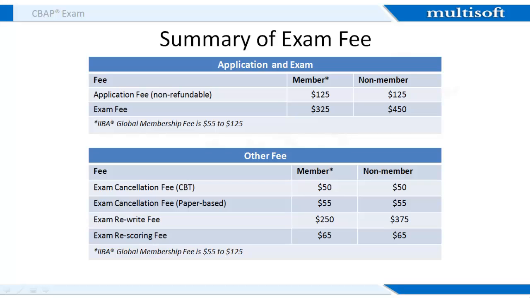Let's understand the exam fee. To start the process, there is a non-refundable application fee of $125. Once the application for CBAP has been accepted by IIBA, the applicant needs to pay $325 as exam fee if he is an IIBA member. And if he is not an IIBA member, then he needs to pay $450. The IIBA Global Membership fee is between $55 and $125 depending upon the country you belong to. This slide also talks about the fees involved if an applicant needs to cancel his exam, rewrite his exam, or rescore his exam.